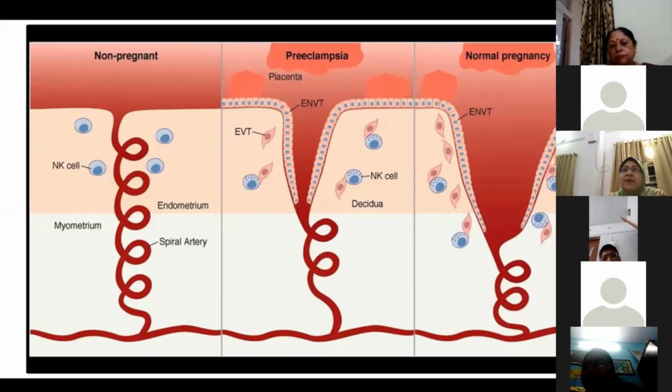So there will be vasospasm in the head. There will be edema because of that. There will be convulsions because of the hypertension that is occurring. There can be intracranial hemorrhage. There can be bleeding from the nose. There can be bleeding from the GI tract.